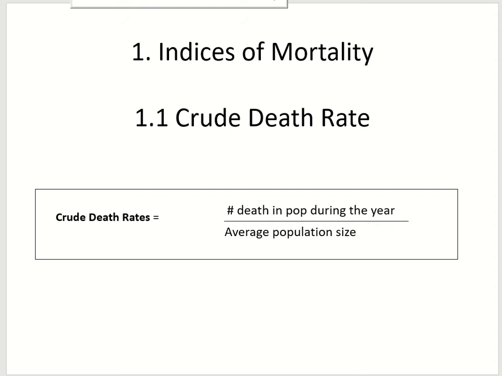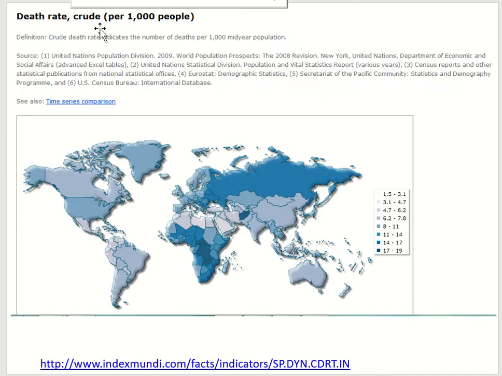Let me show you in the next slide a map of the crude death rate in the world. So this is the crude death rate, and the values represented are per 100,000 people. I'm sorry, per 1,000 people. So when you're reading numbers like 17 to 19 on the map, this is 17 to 19 deaths per 1,000 people. And you can see this is the highest rate, in countries in the region of South Africa, for example.